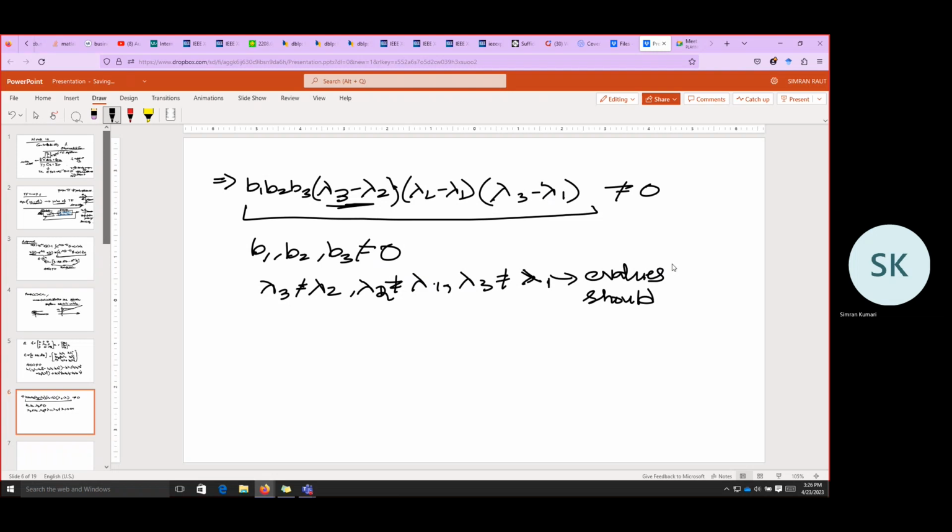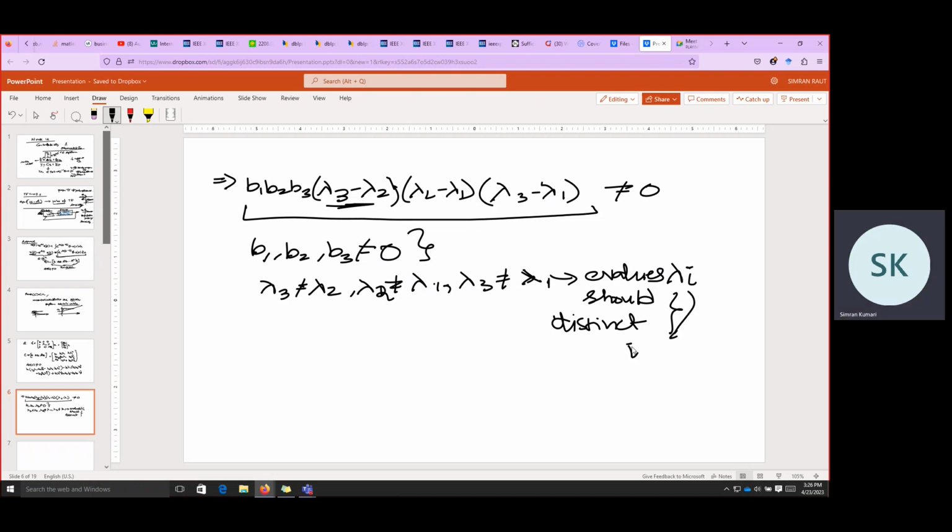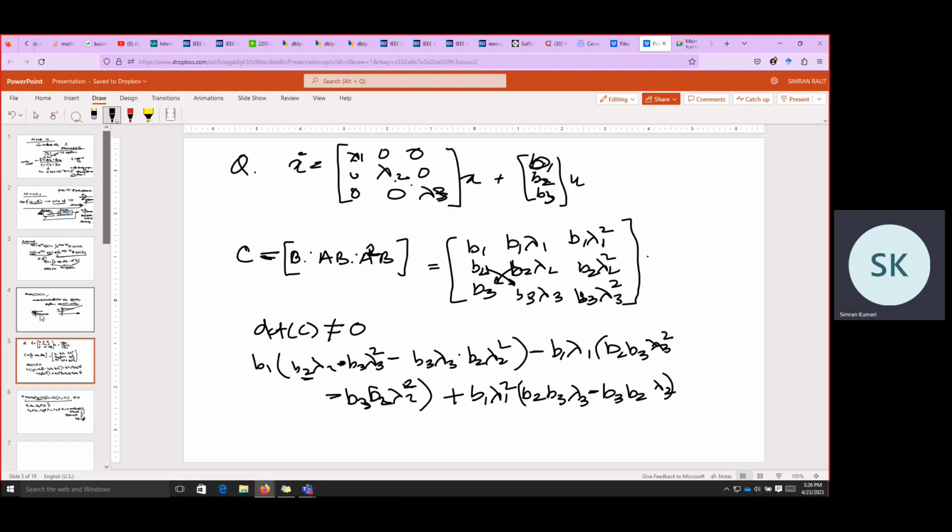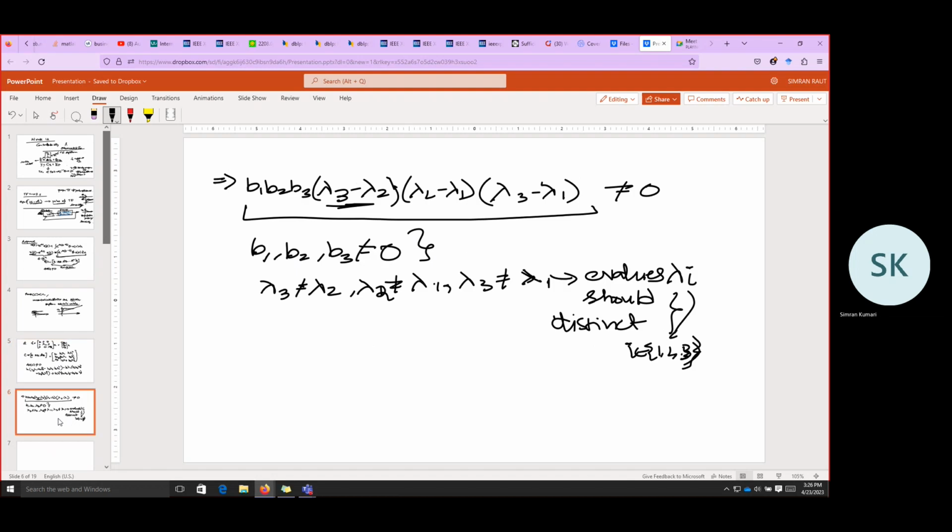Lambda i should be distinct. This is one, and another is that this element in the B matrix should not be 0, where i belongs to 1, 2, 3 because there are 3 eigenvalues. Okay, so this is a condition for controllability of this system.